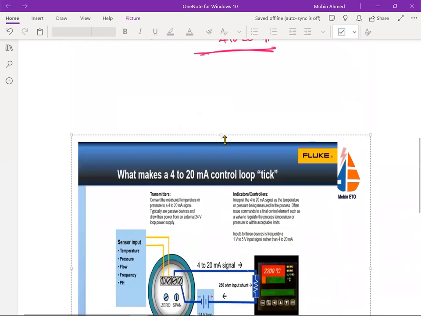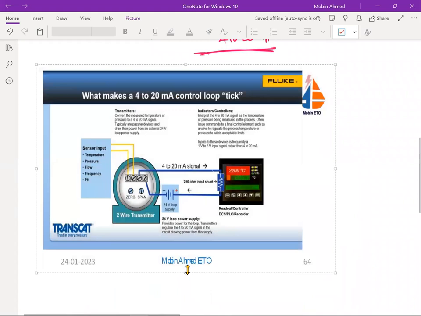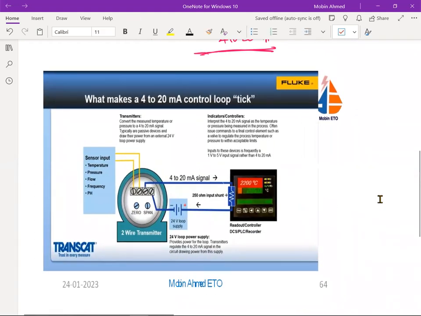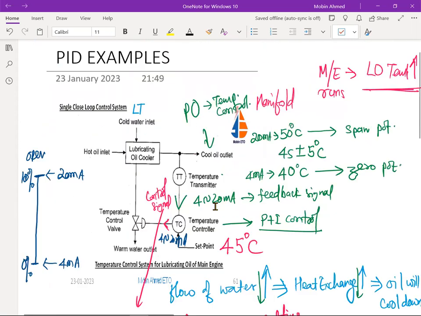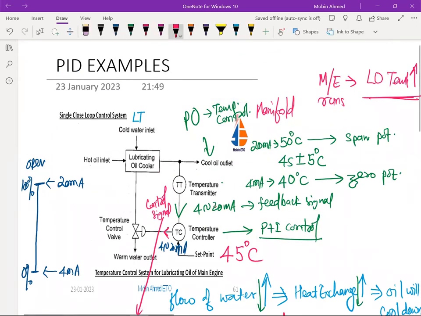Finally, wherever we see a transmitter, the transmitter always gives the output as a 4 to 20 milliampere or 0 to 10 volt analog signal. That is the standard output format it always gives. Now here we have written, as we saw yesterday, TT, temperature transmitter.